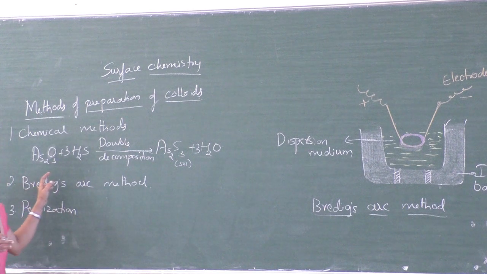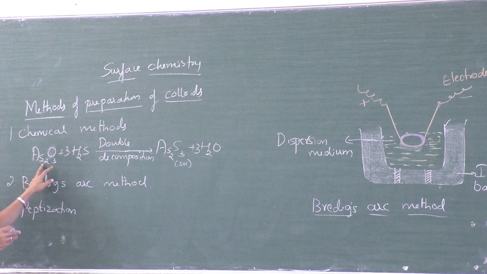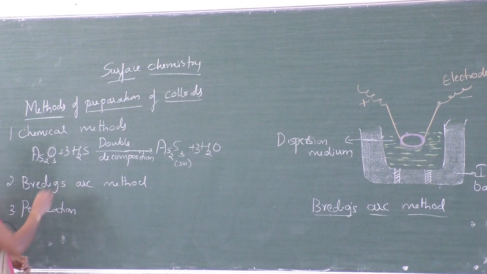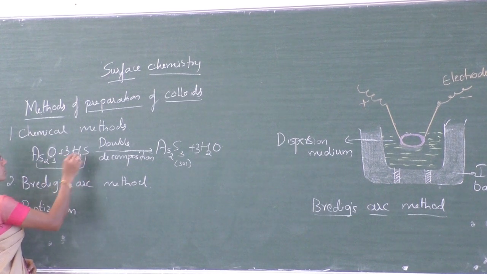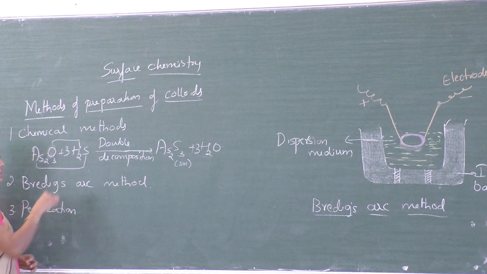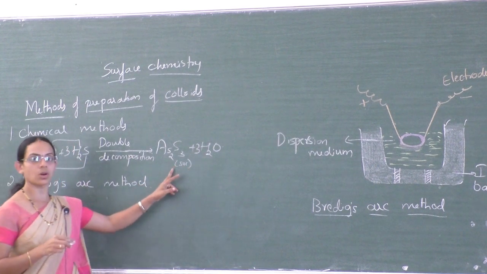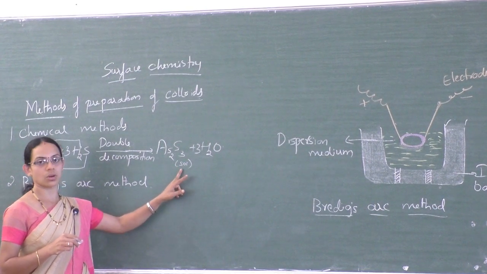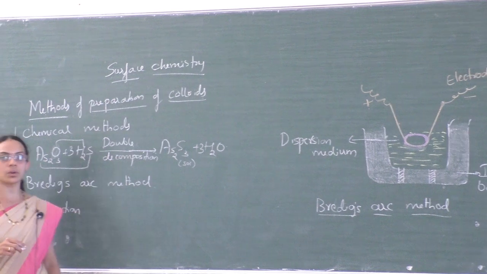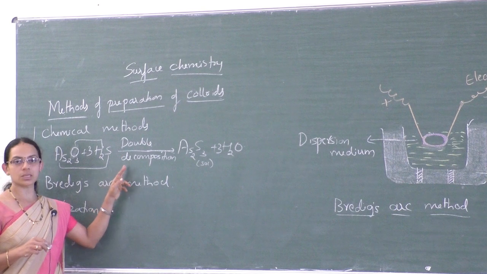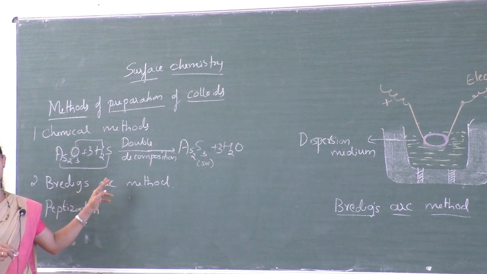I will give one example. The reaction between arsenic oxide As2O3 plus H2S. The reaction is a double decomposition reaction where arsenic combines with sulfur, and hydrogen and oxygen combine with each other to give water. Here the sol formed is arsenic sulfide As2S3. This is the sol formed. So this is one example of preparation of colloid by chemical process, that the reaction is a double decomposition reaction.